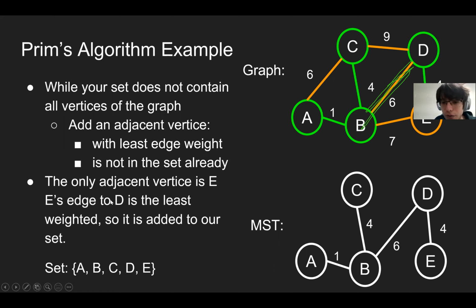And then the only adjacent vertex is E. E's edge to D is the least weighted, so we choose that next. So hopefully that was clear. Sorry about the confusion. The picture here really confused me. I was a little bit off, but hopefully that makes sense.